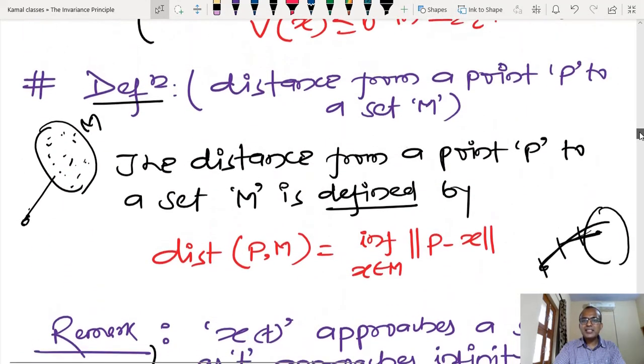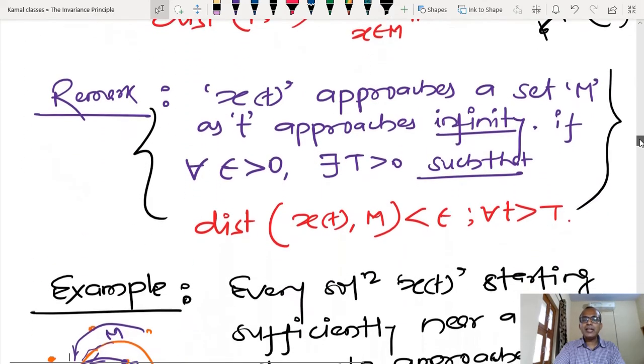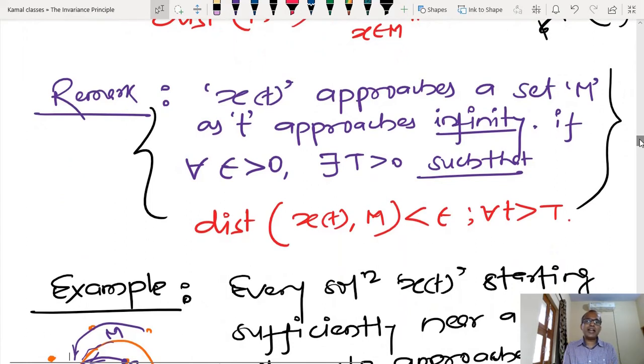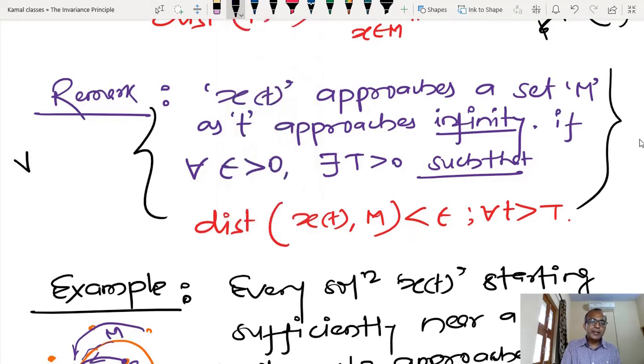So that is the distance from a point P to a set M. And why have we defined this kind of distance? Try to understand what we have seen in the motivational example. During the motivational example, what we found is that V dot is less than or equal to 0. So with V dot less than or equal to 0, there exists some kind of set where V dot equals 0.